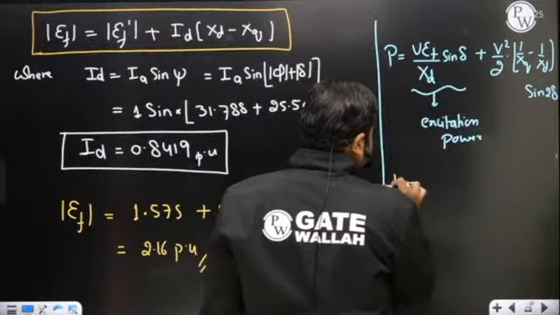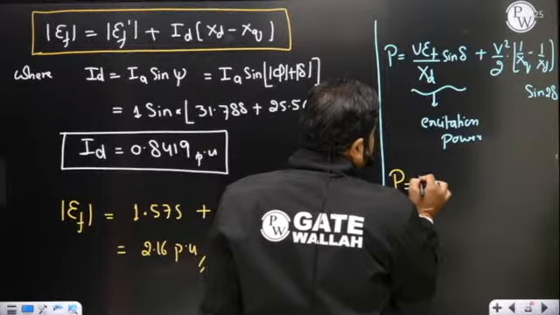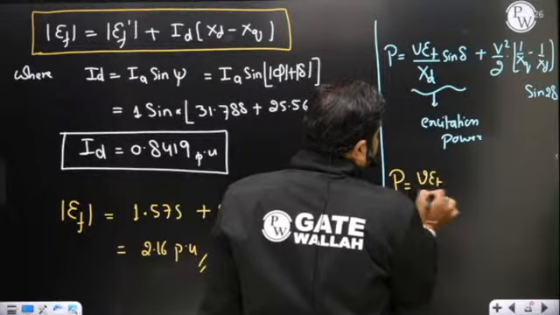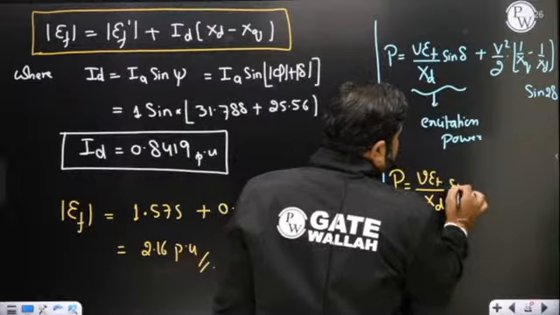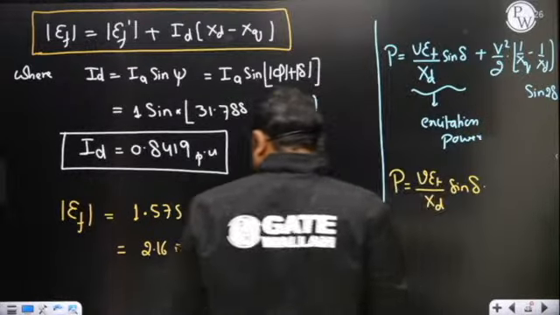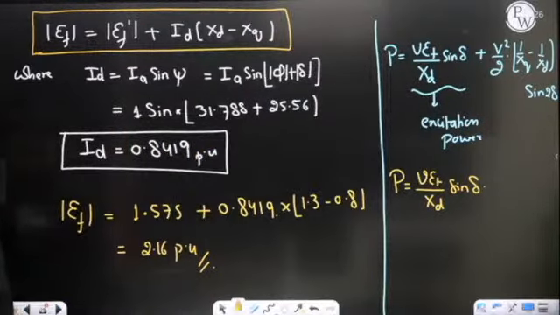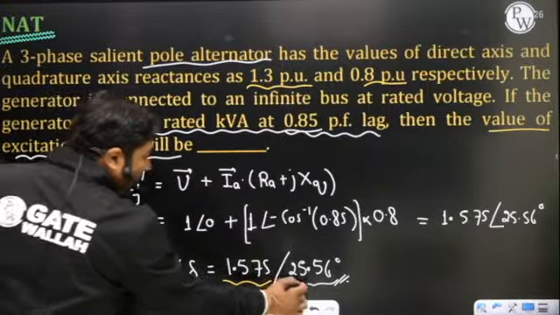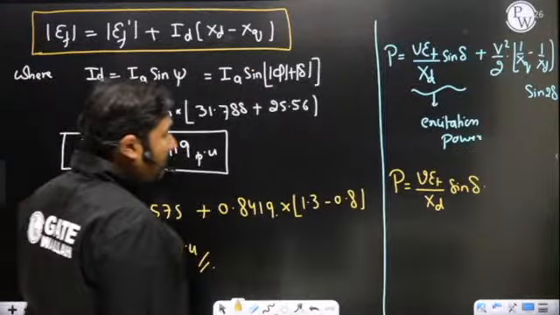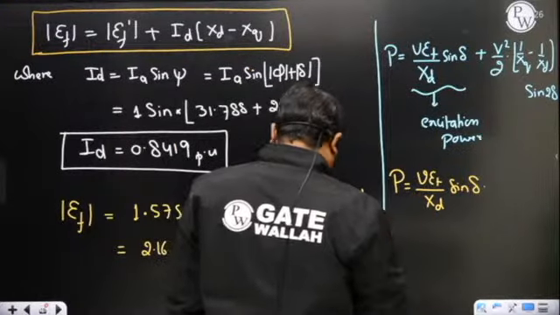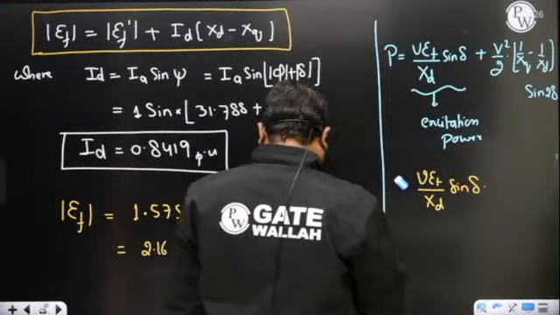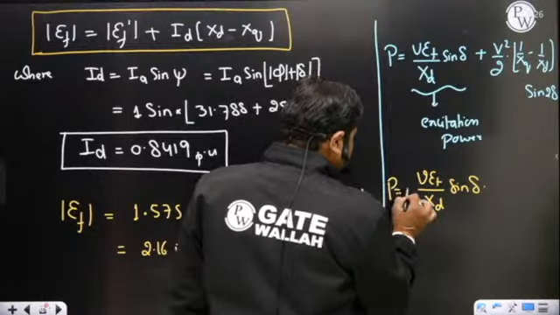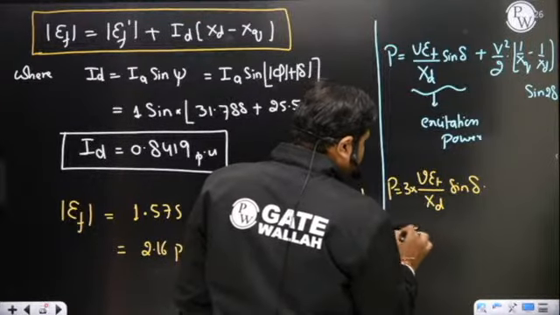So for excitation power, you can write V EF by XD sine delta. Whether they have asked about the maximum or just the excitation power? Sir, just the excitation power. So what is the load angle? 25.56. We know the load angle. This is per phase. For 3 phase you can just multiply it by 3.